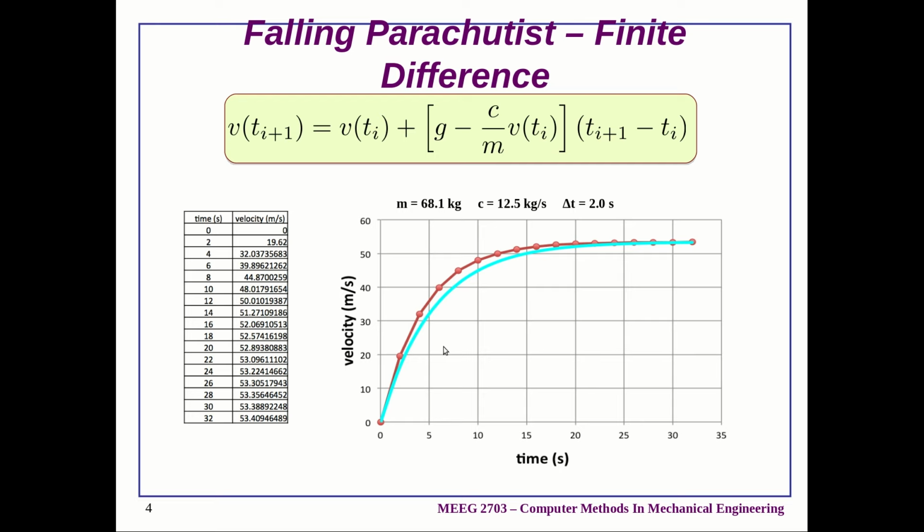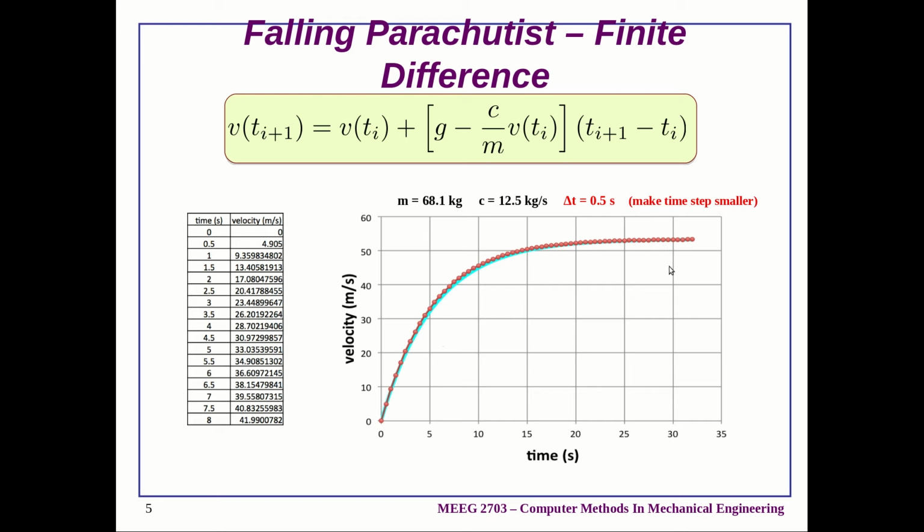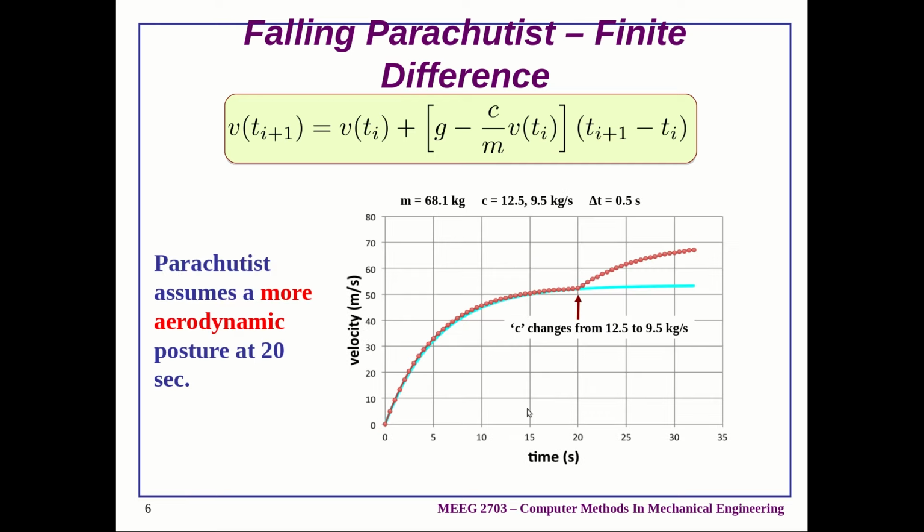So cool thing is, hey, guess what? If we want a better approximation, one thing we can do is make the time step smaller, and now look how closely it fits. It fits much closer. And like I was mentioning before, if we change the parameters, say we change the drag coefficient at time t equals 20 from 12.5 to 9.5, we can see how the velocity changes in our solution very easily.